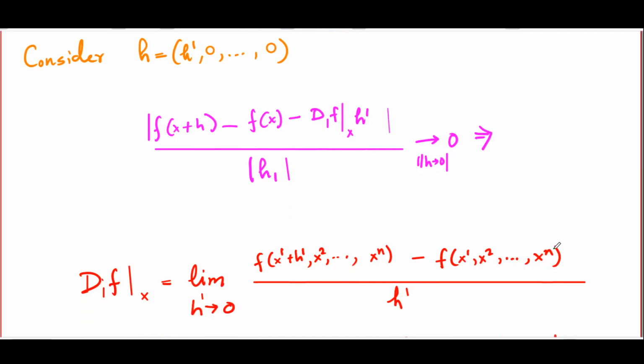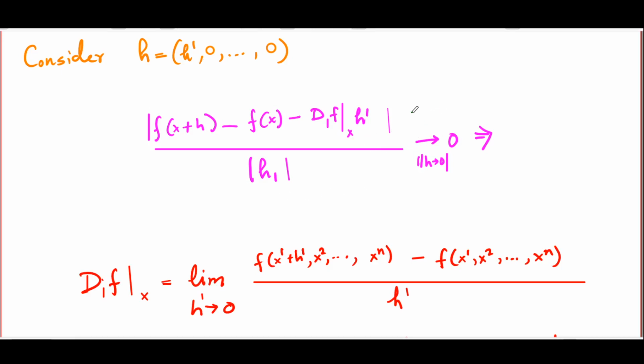d1f at x will simply become the limit of f of x plus h, which is f with arguments given by x1 plus h1, x2 plus 0, x3 plus 0, all the way down to xn plus 0, minus f of x, which is f at x1, x2, xn, divided by h1. So all I have done is taken this thing, stated that this goes to 0 rather fast, and then taken d1f h1 to the other side and divided by h1.